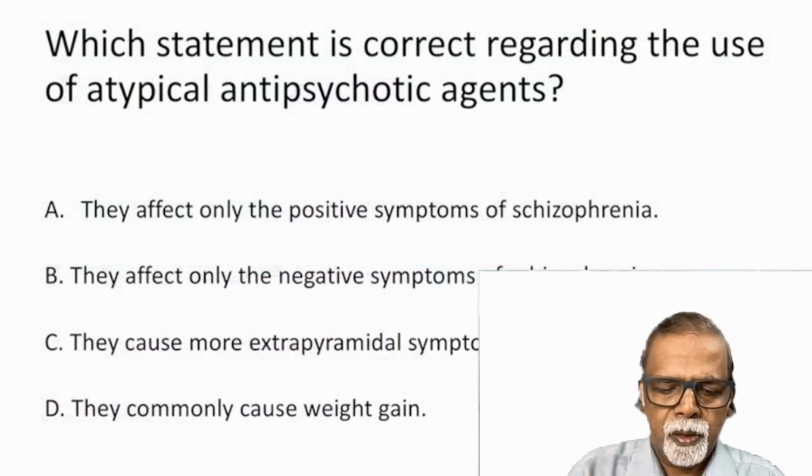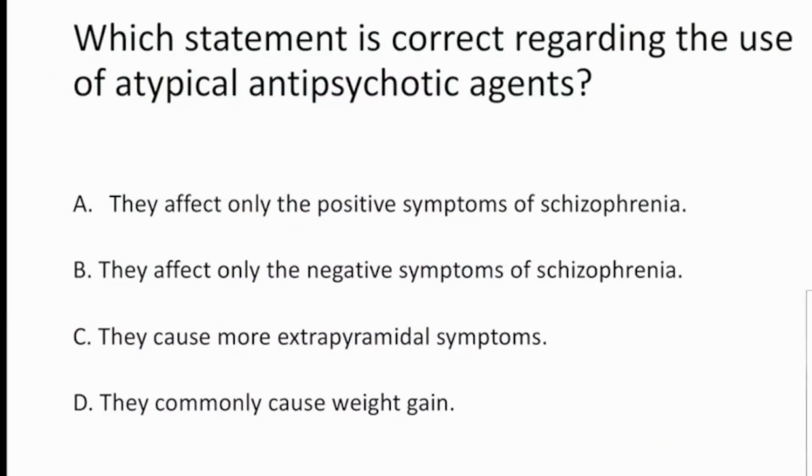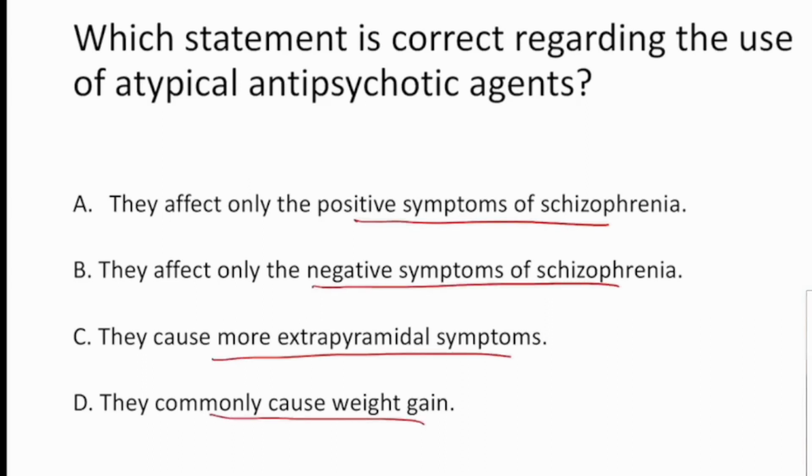Which statement is correct regarding the use of atypical antipsychotics? They are effective only for the positive symptoms. They affect only the negative symptoms. They cause more extrapyramidal symptoms. They commonly cause weight gain. Atypical antipsychotics are effective for positive and negative symptoms, so these two answers are wrong.